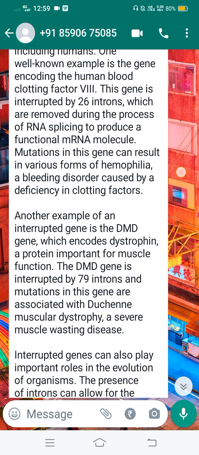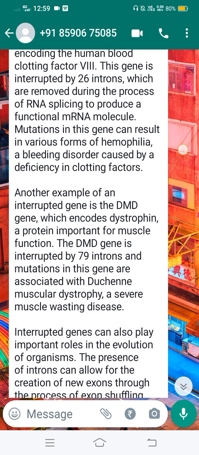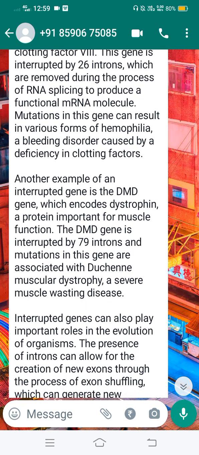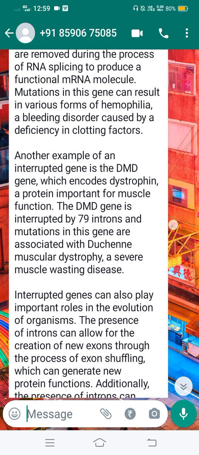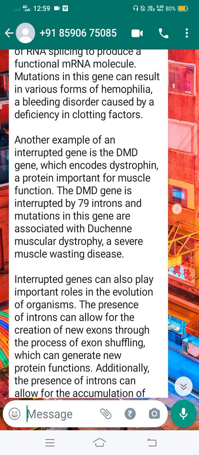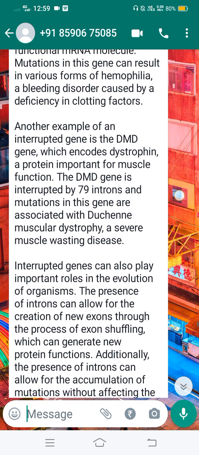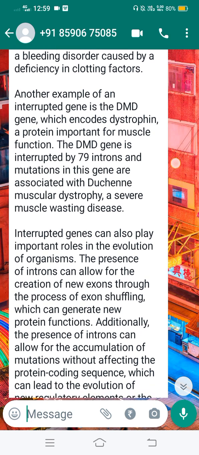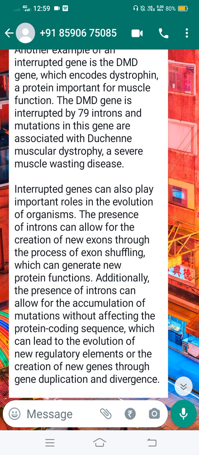in clotting factors. Another example of an interrupted gene is the DMD gene, which encodes dystrophin, a protein important for muscle function. The DMD gene is interrupted by 79 introns, and mutations in this gene are associated with Duchenne muscular dystrophy, a severe muscle wasting disease.